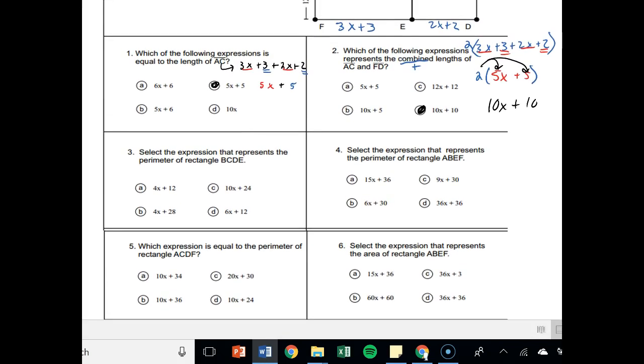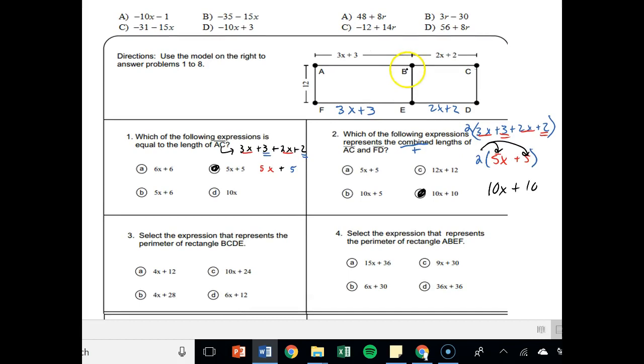So for number 3, it asks for B, C, D, E. So B to C to D to E. Now you have to extend this number 12. See how AF is 12? That means that BE is also going to be 12. That means that CD is also going to be 12. So if I'm asking for the perimeter of BCDE, this rectangle, then that means I have to add up these numbers to get that perimeter.